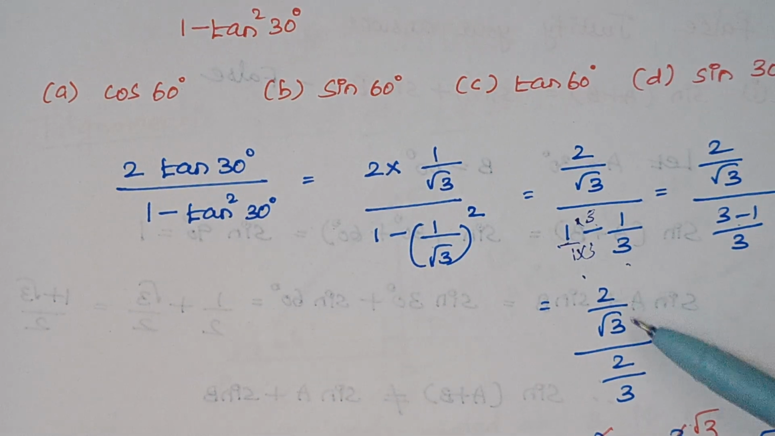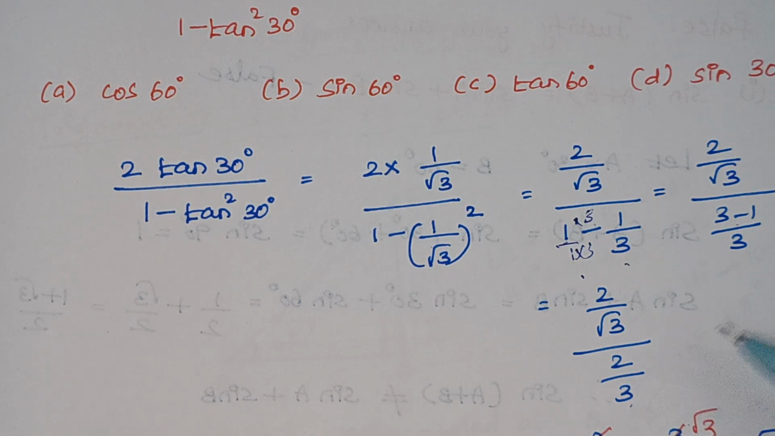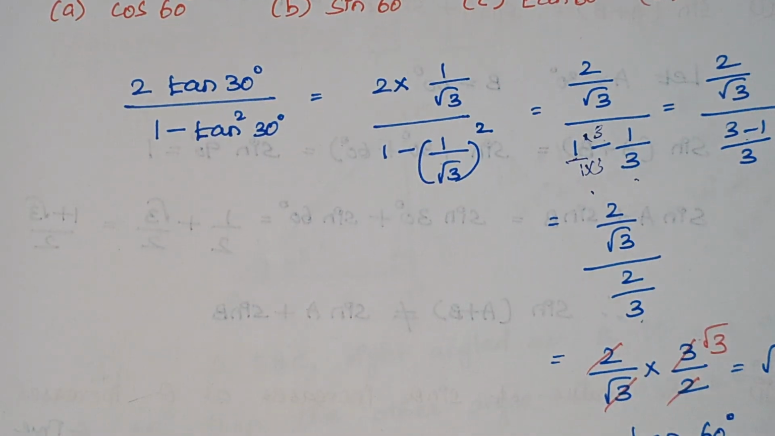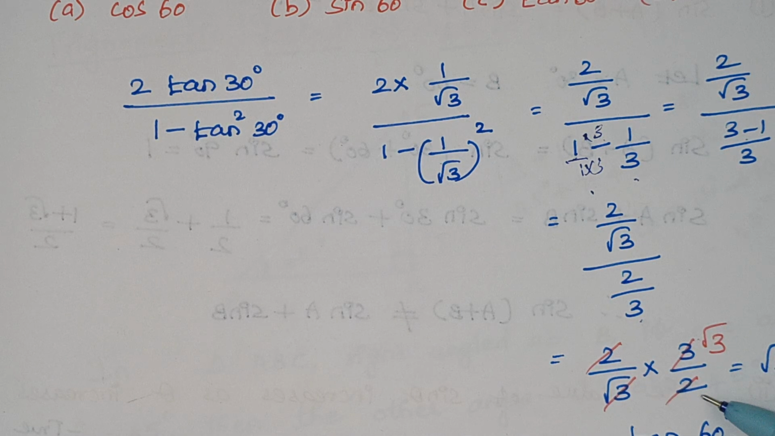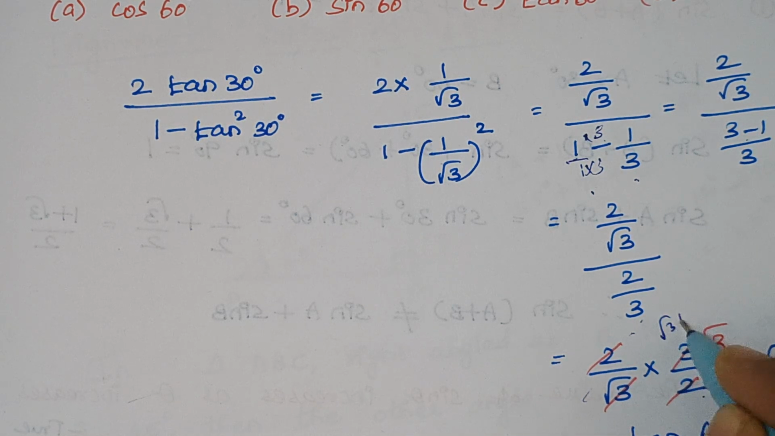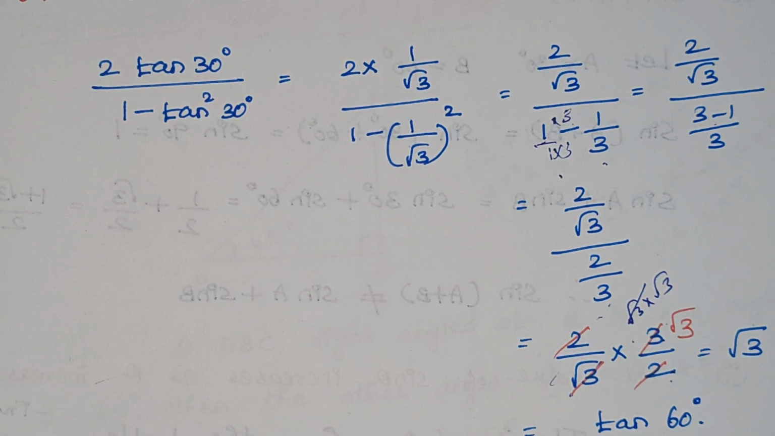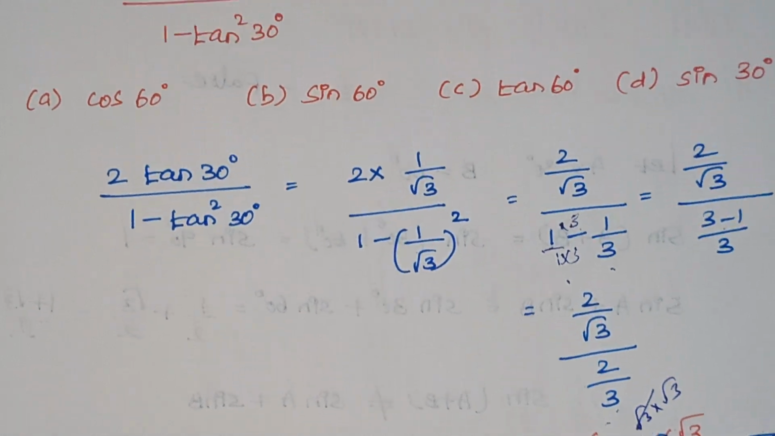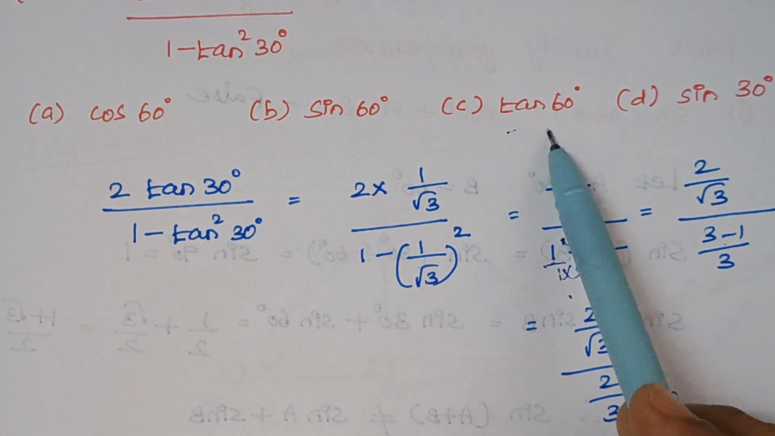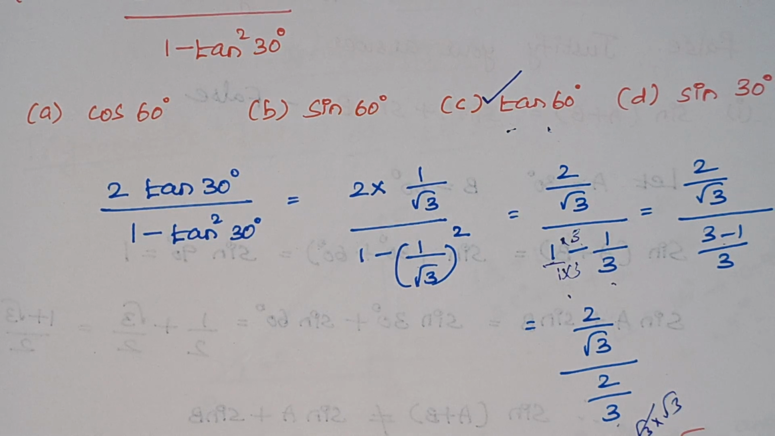So when you move this denominator part to the numerator, it appears as a reciprocal. So here 2 by root 3 into 3 by 2. So 2 cancels each other. And 3 is nothing but root 3 into root 3. So one root 3 and one root 3 cancel, and finally we have the answer as root 3. Here root 3 is tan 60 degrees. Therefore, this is your answer. Now the second problem gets over.